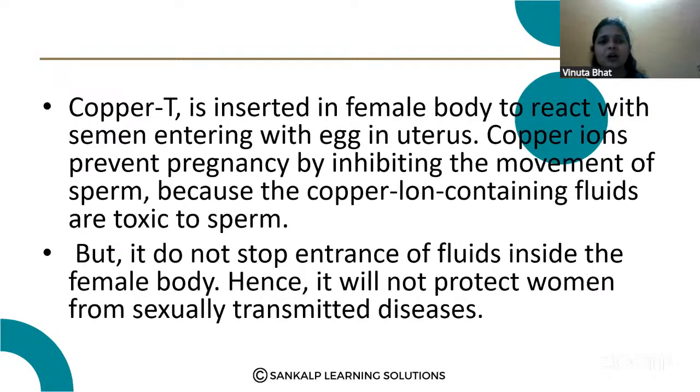Just see the answer. Copper T is inserted in the female body to react with the semen entering with the egg in the uterus. Copper ions prevent pregnancy by inhibiting the movement of sperm, because the copper ion containing fluids are toxic to sperm, but it does not stop the entrance of fluids inside the female body, hence it will not protect women from sexually transmitted disease. So that is the important point. Copper T is not able to prevent the woman from sexually transmitted diseases.